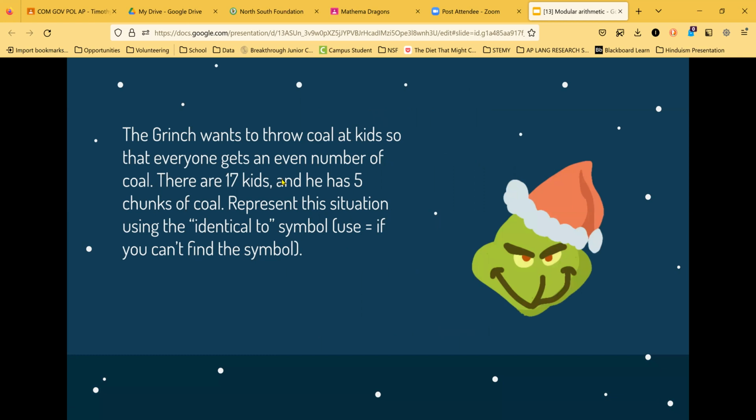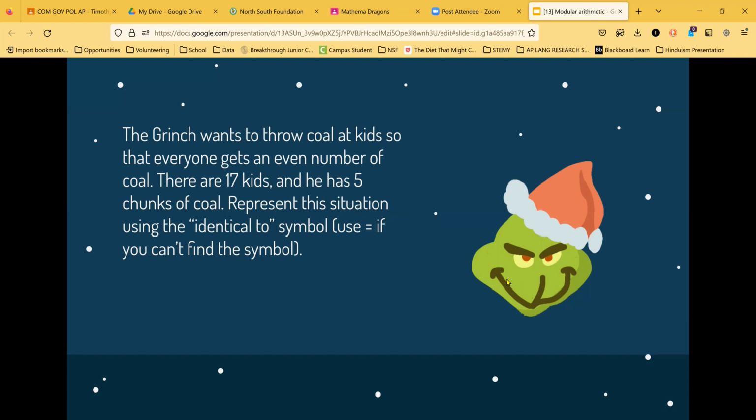Okay, so the Grinch wants to throw coal at kids so that everyone gets an even, or equal, number of coal. There are 17 kids and he has 5 chunks of coal. Represent this situation using the identical to symbol. Just use the equal sign, because I don't think you can type the congruent sign, but that's like copy-pasting it online, so it's easier to do the equal symbol. So represent this as a modular equation.